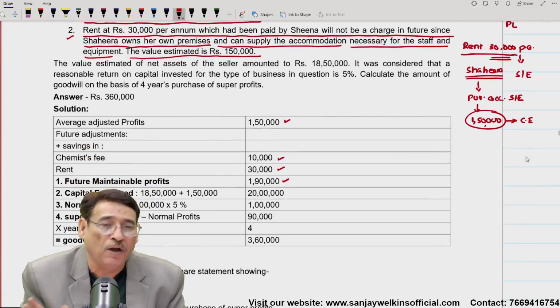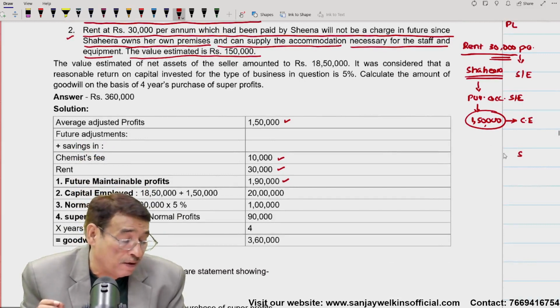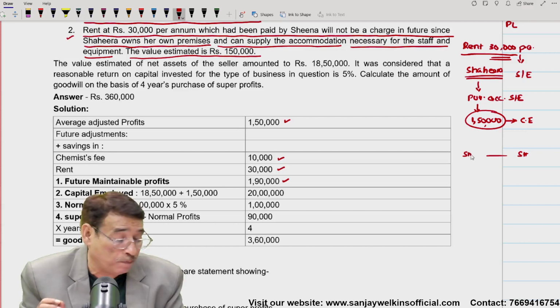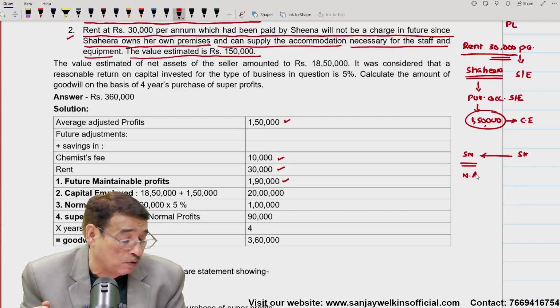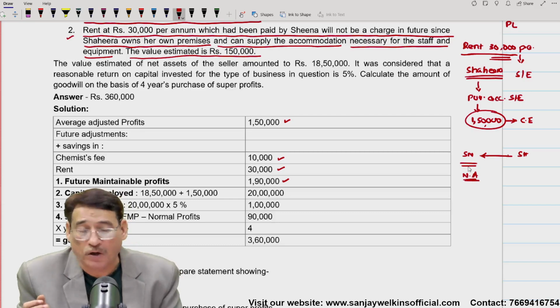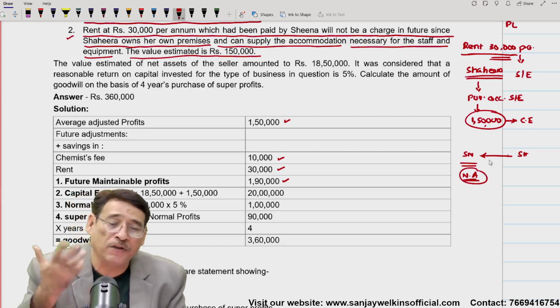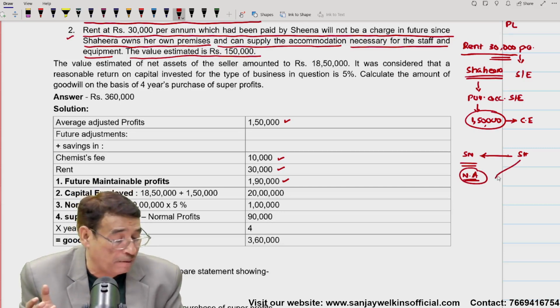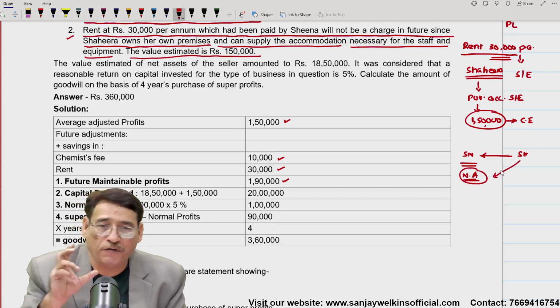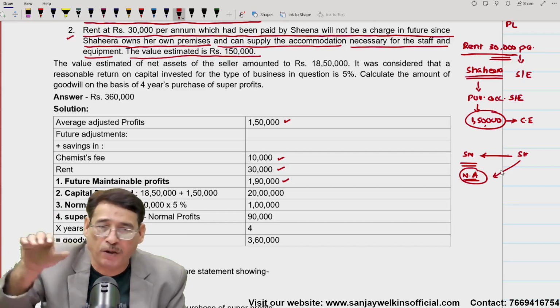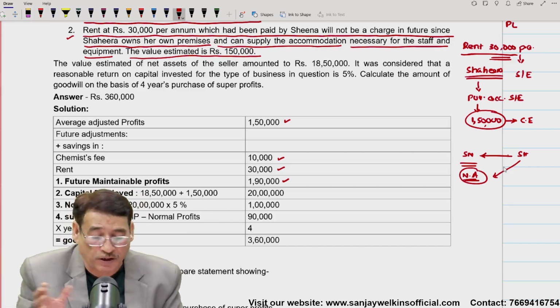Number 1 point. Number 2 point: when Shahira is purchasing the business of Sheena, correct? When we purchase somebody's business, obviously we take into account the net assets of that particular entity, because net assets basically means the capital employed. If I am purchasing your business, that means I will have to pump in the amount of capital employed which you have pumped in your business. Try to understand this point here.